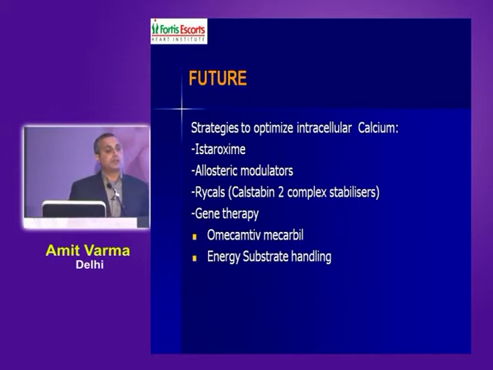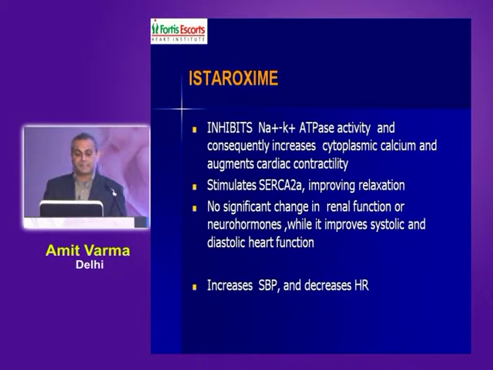Now, what does the future look like when it comes to heart failure? There are strategies to optimize intracellular calcium. This is the main focus over the past 5 to 6 years on what people are looking at. Istaroxime, allosteric modulators, RICALs, and then gene therapy, and I'll talk about this briefly, seem to be at the fulcrum of getting into clinical practice. Having said that, istaroxime is an agent which inhibits the sodium-potassium ATPase activity. It stimulates the SERCA2 and improves relaxation.